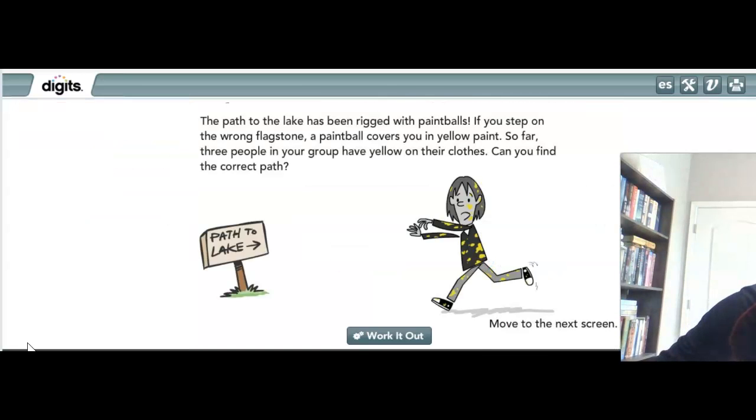Moving on to part 3 of your guided notes. It says, the path to the lake has been rigged with paintballs. Has anyone ever been paintballing before? I've done it a couple times, and it's fun, but I really do not enjoy getting hit by a paintball.